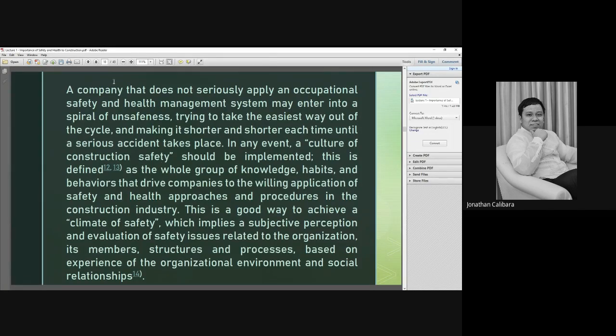Again, next slide? So, important yan. A company that does not seriously apply an occupational safety and health management system may enter into a spiral of unsafeness. Correct. Management is wrong, not serious about safety. It will result in a not good system, trying to take the easiest way out of the cycle and making it shorter and shorter each time until serious accidents take place. Yeah, correct yan.